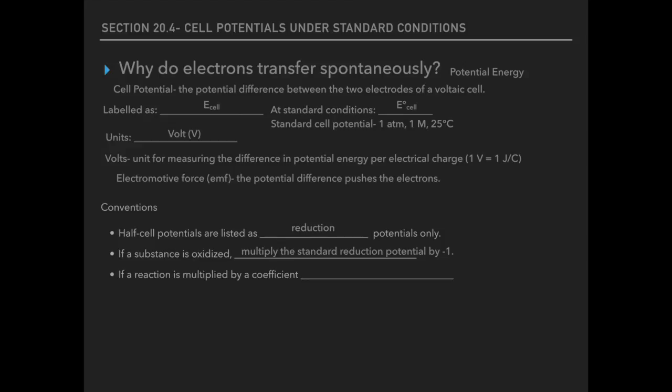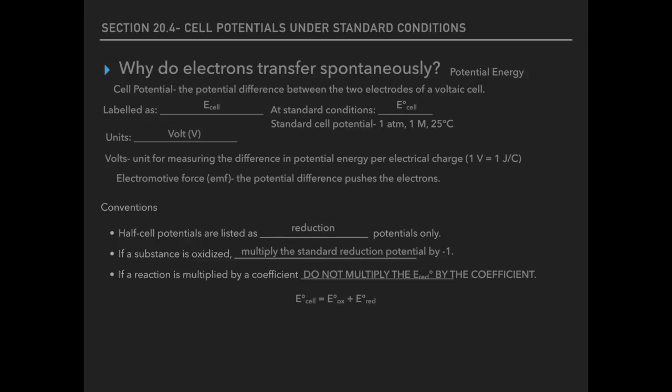And finally, if a reaction is going to be multiplied by a coefficient, you actually do not multiply your E reduction by that coefficient, unlike what we've done before, for example, with entropy and enthalpy. You don't multiply, so you just leave it as it is. So I'll show you some examples in just one second.